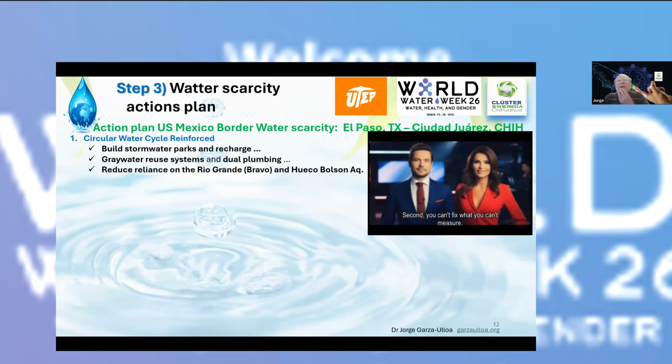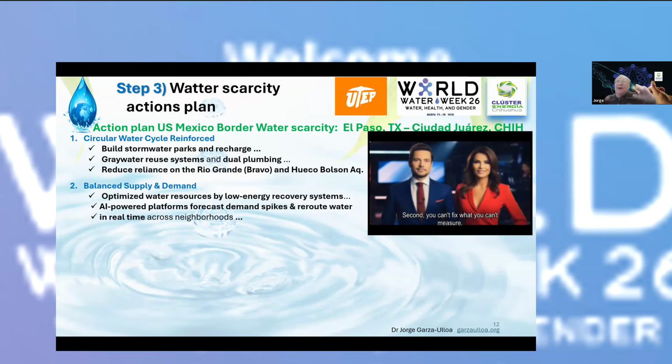Okay, we are going to build stormwater parks and recharge the basin across the Franklin Mountain, and also on the border of the Rio Grande. Right there you can see it's very dry, and the borders could be greener and retain more water and make the water cycle smaller. And we are going to reduce the reliance on the Rio Grande and Hueco Bolson, as we are trying to use the water that we are filling our Bolson.